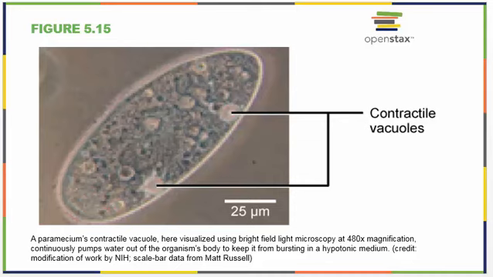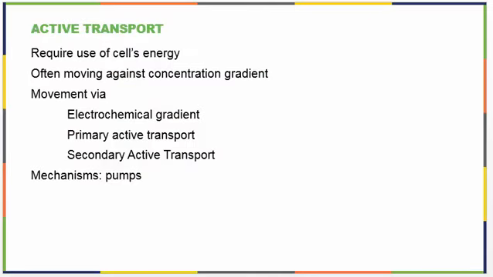While pumping water out might take energy, most movement of water doesn't take much. Active transport is a different type of movement into and out of a cell, and it does take quite a bit of energy. That's where we're headed next. Active transport requires the use of cells' energy because it's often moving things against their concentration gradient. Movement in active transport often occurs via an electrochemical gradient, through primary active transport, or maybe even secondary active transport.